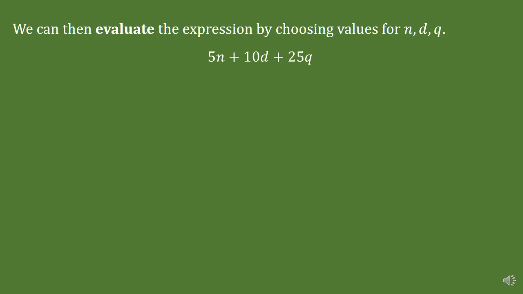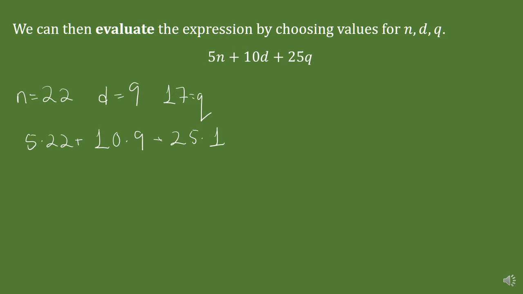So let's say you've got 22 nickels, so n would be 22, and 9 dimes. I usually write this in, nothing wrong with that, but usually you write this the other way around. Dimes would be equal to 9, and then 17 quarters. Let's make life interesting. So then you would write 5 times 22 plus 10 times 9 plus 25 times 17.